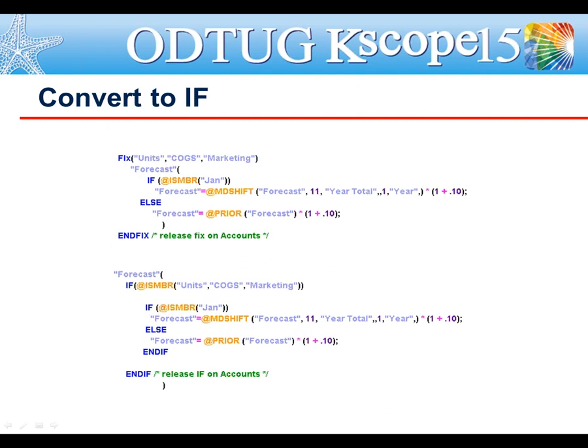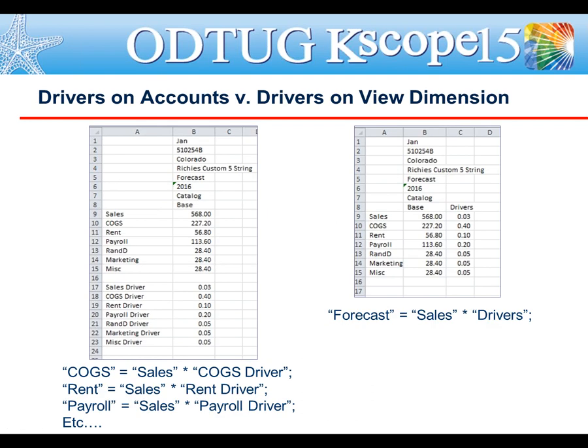So we might want to convert this to an if, because we want to if on dense and fix on sparse for performance reasons. So this is just a technical conversion. It doesn't really make much difference in our design. It makes a difference in performance. And here's the same thing within the calc member block for the if statement.